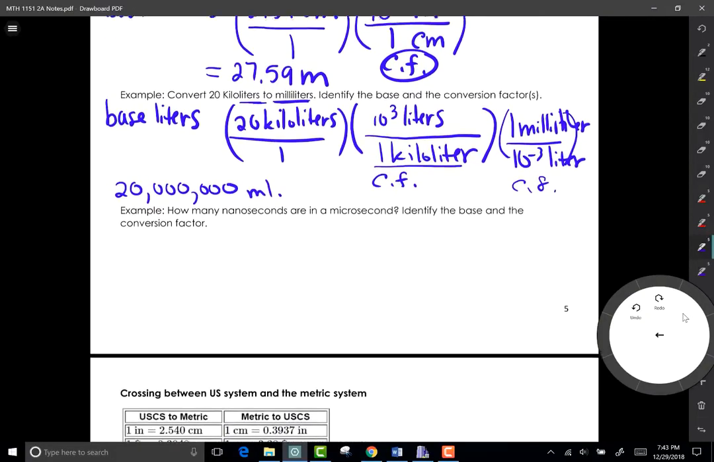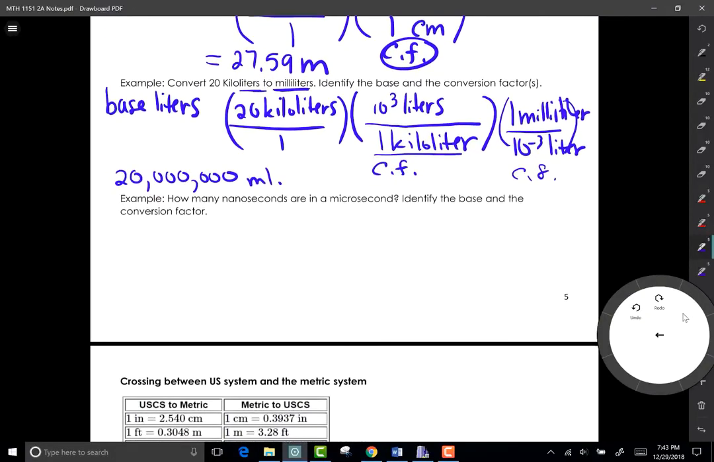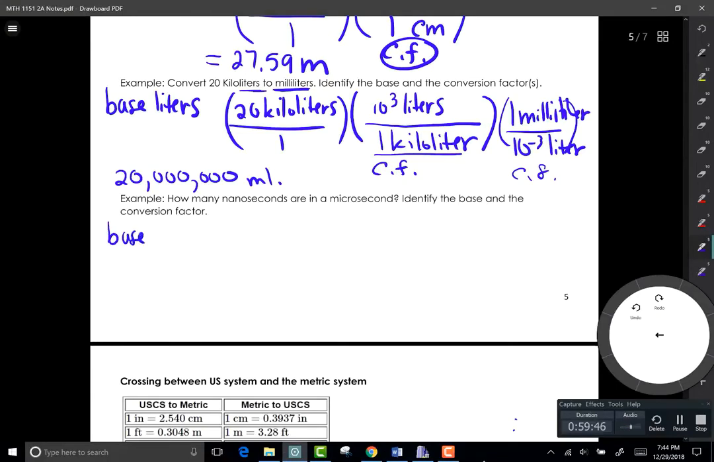Okay, last example for this page. It says how many nanoseconds are in a microsecond? Seconds are the base, because we're talking about time. The prefixes that we're dealing with here are nano and micro. We need to figure it out in nanoseconds, and they're giving us 1 microsecond. How many nanoseconds is what we're trying to find.